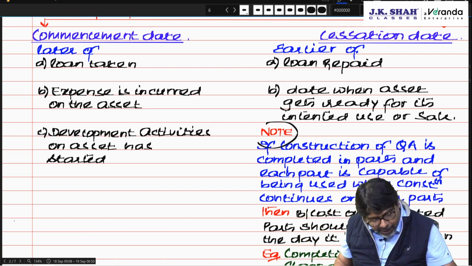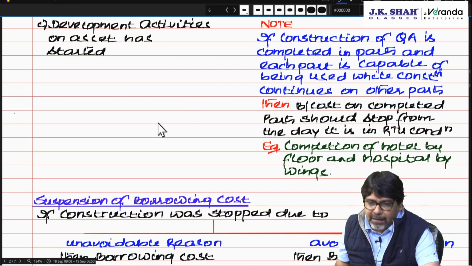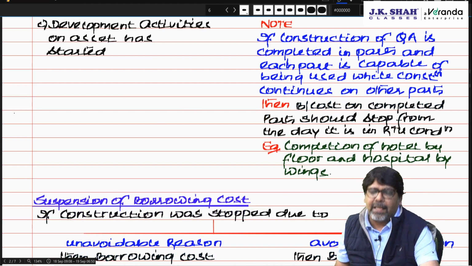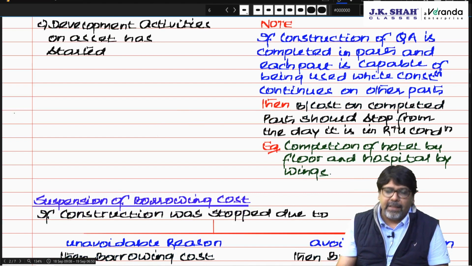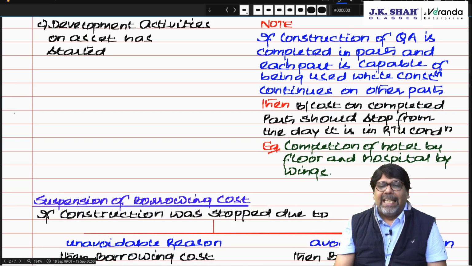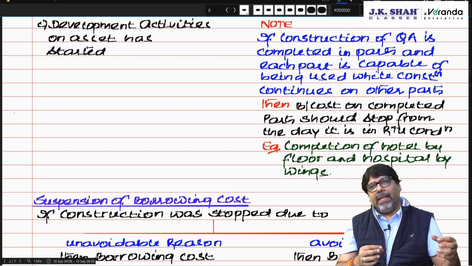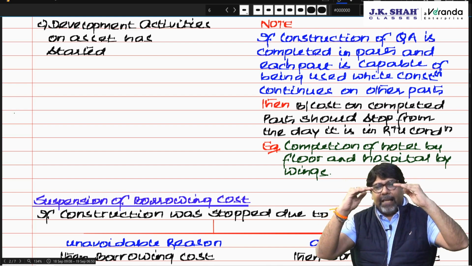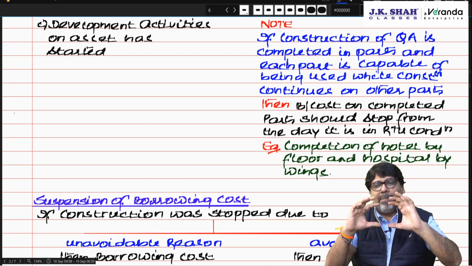But there is a point over here. What is that point, Chartered? What is the note? If a qualifying asset is constructed in parts, and each part is capable of being used independently, then as soon as the part gets completed, the borrowing cost on that completed part should stop.